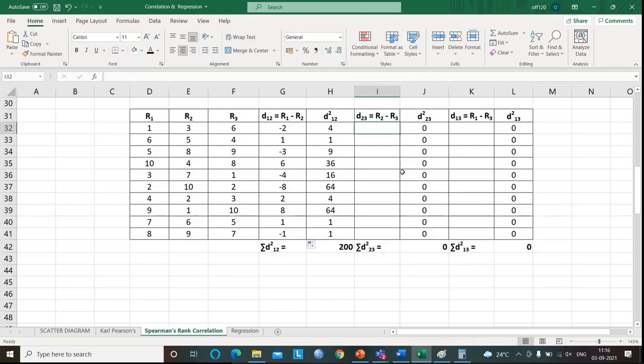Now, similarly, let us find d23. That means the difference between the second judge's and third judge's ranks. I got the d23 squared value also, that is 214. Next one is d13. That means the differences between the first and third judge.